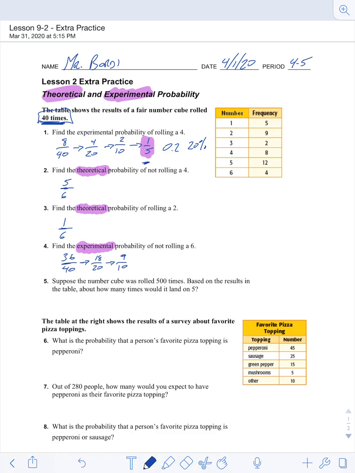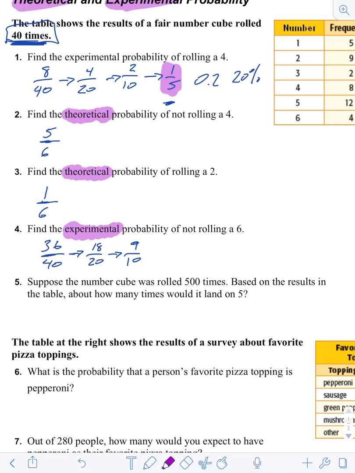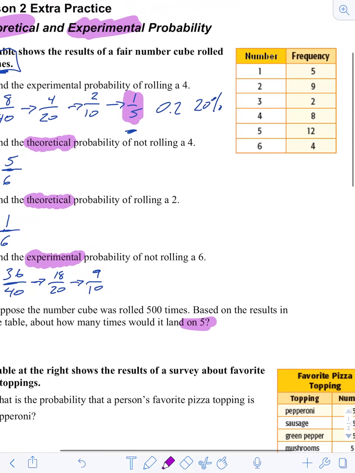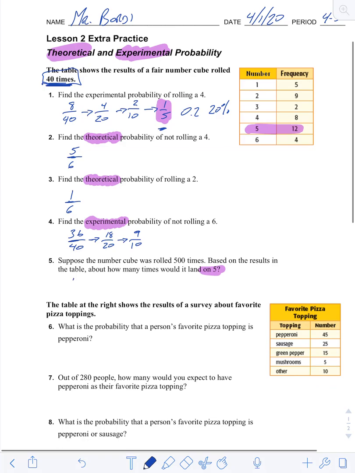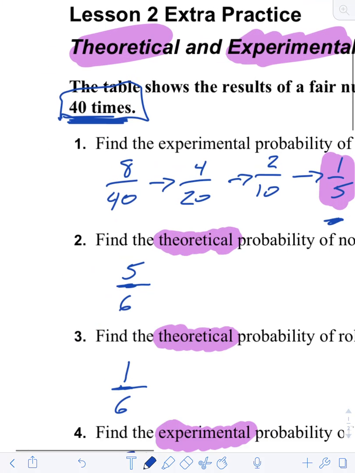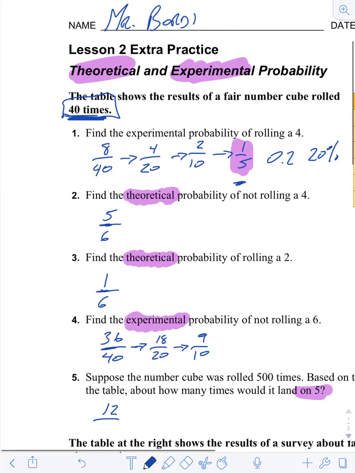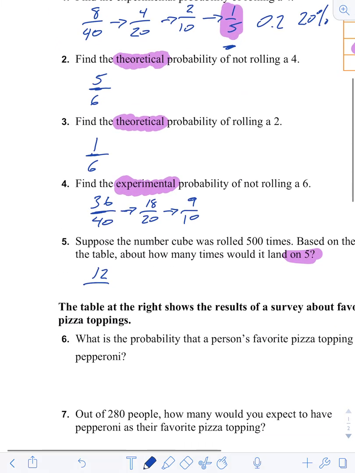I need to figure out the probability, the experimental probability of landing on a 5. I'm going to do that first. So again, I go to the table. I landed on a 5 12 times. Okay. So I'm going to make that probability 12. Now, how many times did I roll the die? It tells me 40. Again, that's my denominator, the total.